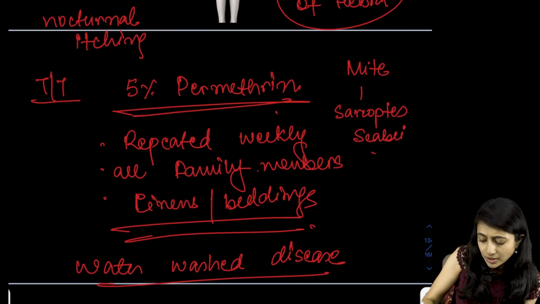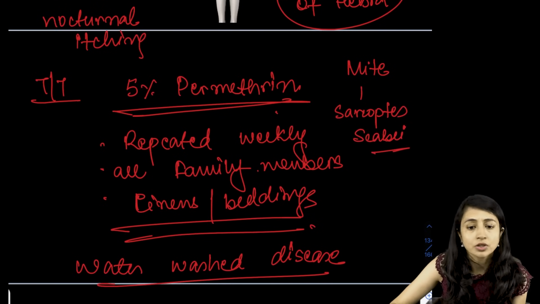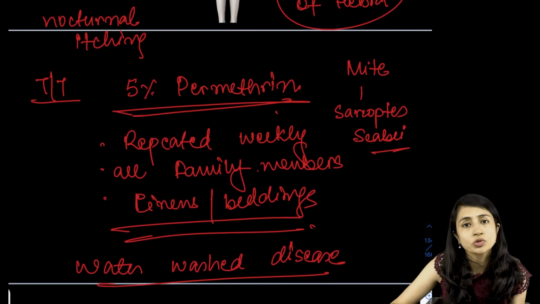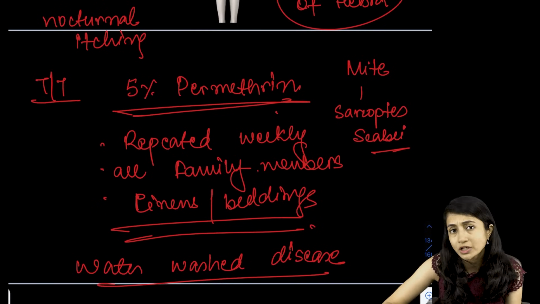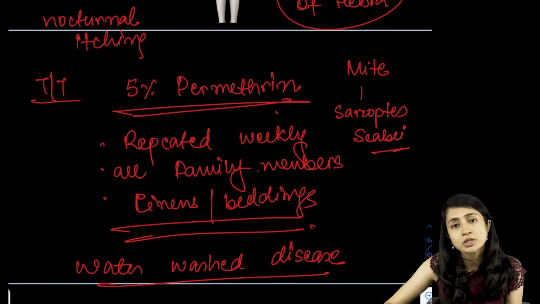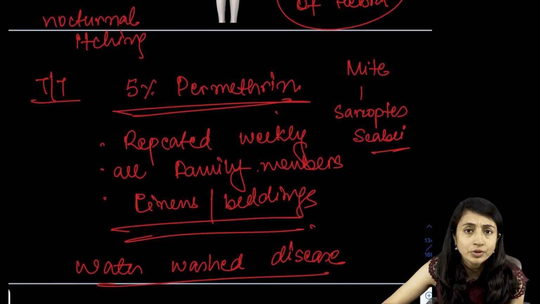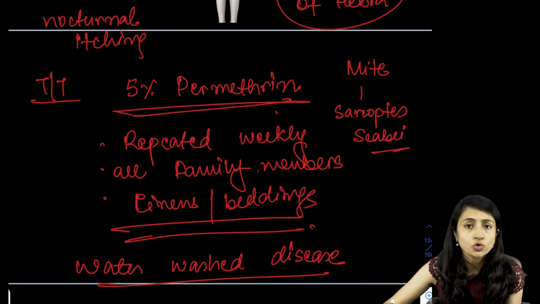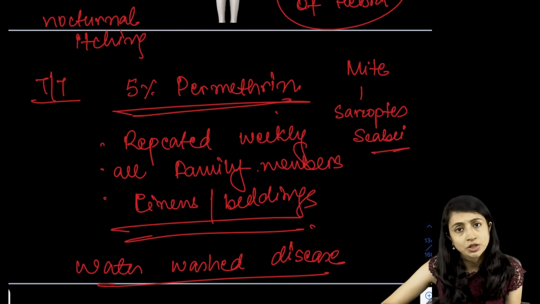Sarcoptes scabiei is the mite which is causing this. Then they ask you something about the variants of scabies. So you should know crusted scabies or Norwegian scabies, which is the most severe form of scabies seen in leprosy patients, seen in patients with Down syndrome or neurological syndromes.